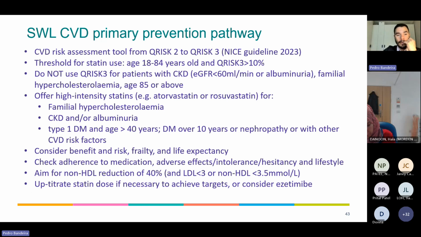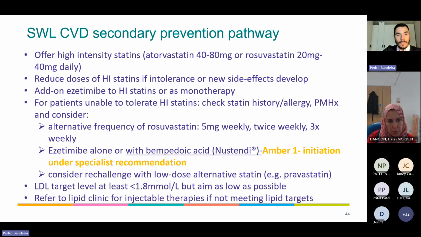And it can then titrate those if necessary to achieve the targets or consider ezetimibe. For NICE, they recommend a non-HDL reduction of less than 40, but normally would advise an LDL of less than 3 for primary prevention. For secondary prevention, you probably know all this by now, but it's just a summary: high-intensity statins for secondary prevention is atorvastatin 40 to 80, rosuvastatin 20 to 40.